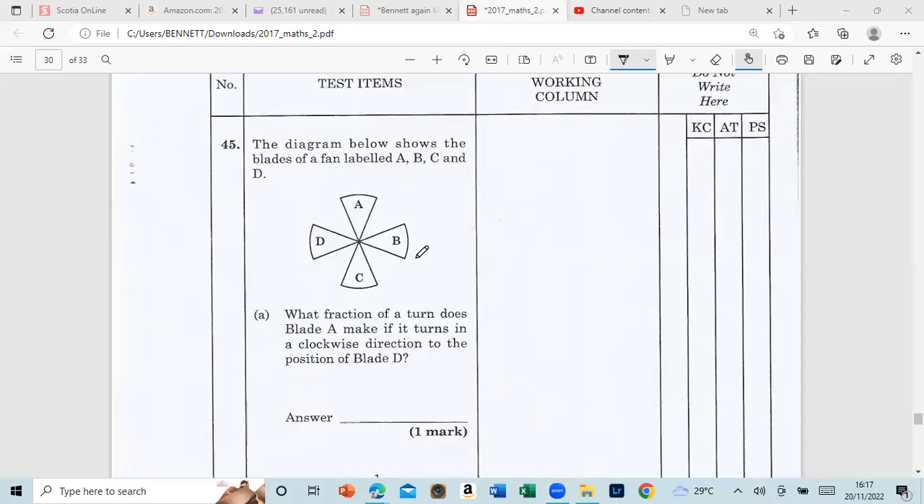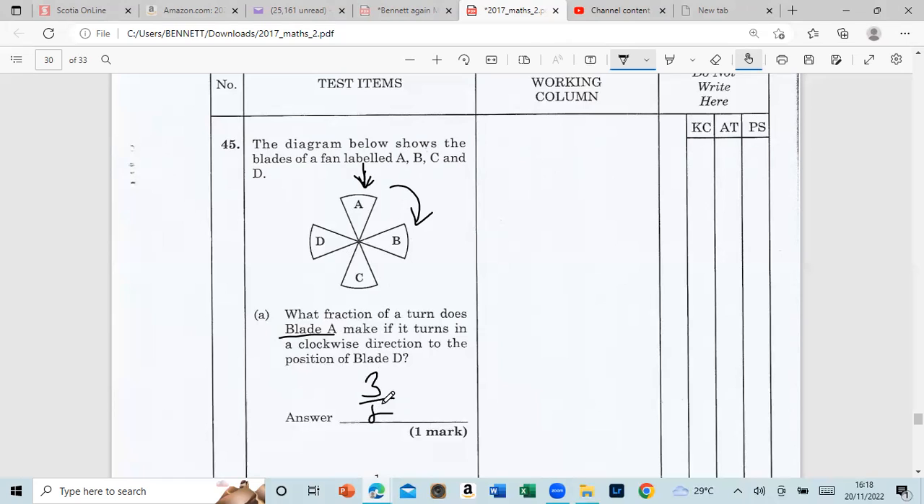Let's see if we can try to understand what it is. So basically, what fraction of a turn does blade A make if it turns in a clockwise direction to get to D? Clockwise, like so. So we're going in this direction. And it's a fraction. Alright, so 1, 2, 3. So that's 3/4.